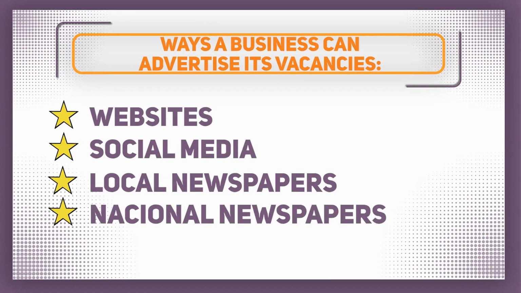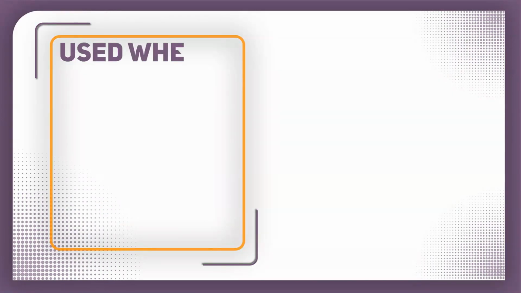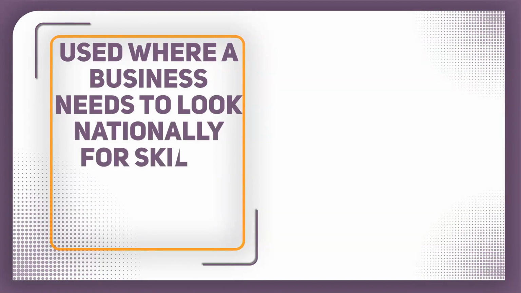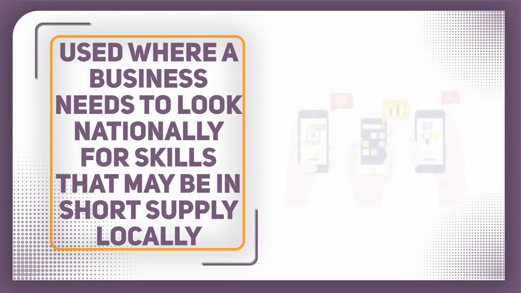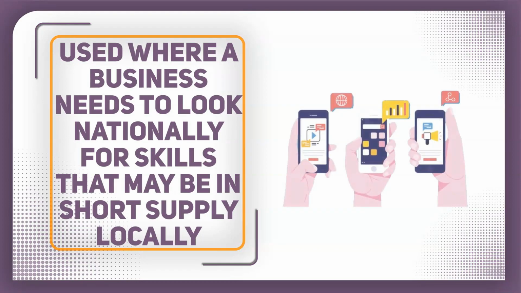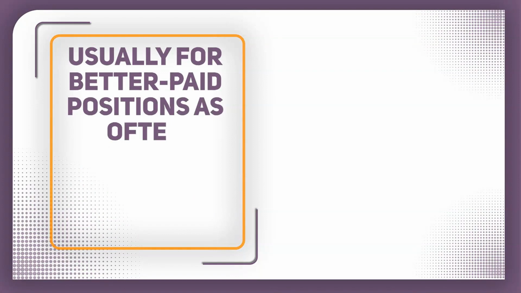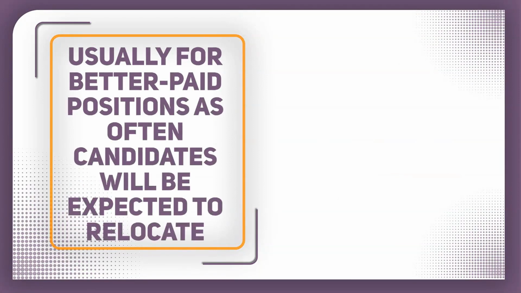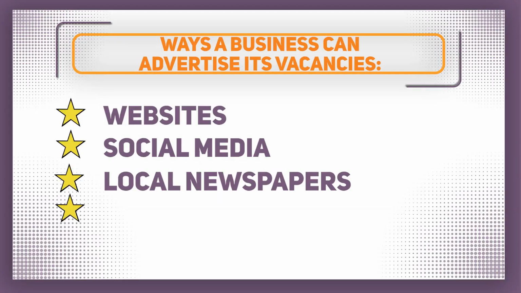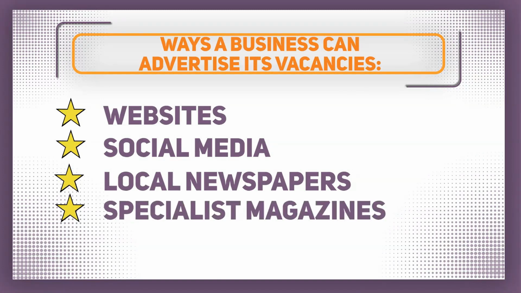For some higher level jobs, they may consider national newspapers and their websites. National newspapers are used where a business needs to look nationally for skills that may be in short supply locally. They are more expensive than advertising in local newspapers and are usually for better paid positions, as often candidates will be expected to relocate. They could advertise in specialist magazines and again, their websites. This is often used for highly skilled roles such as doctors and scientists, or for people with specific interests that are relevant to their job.